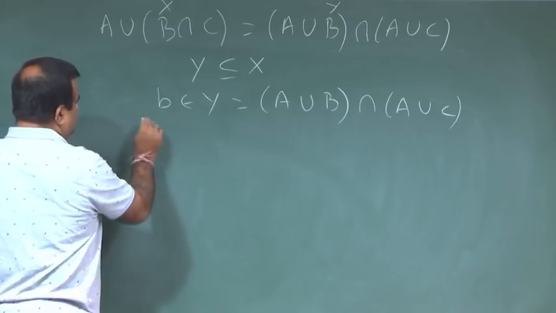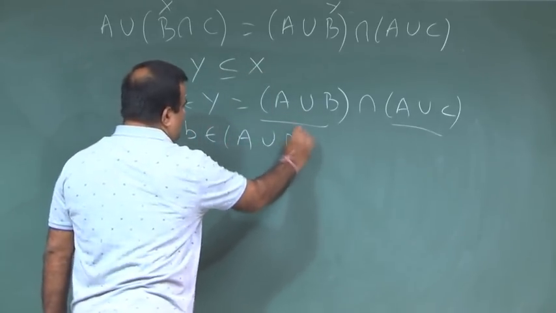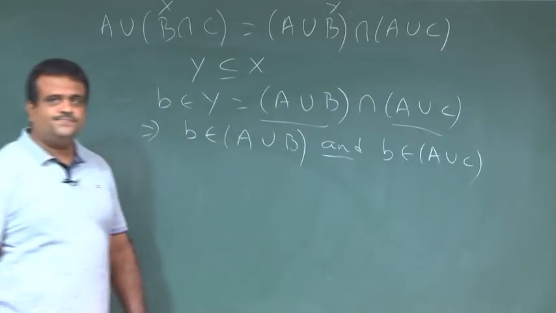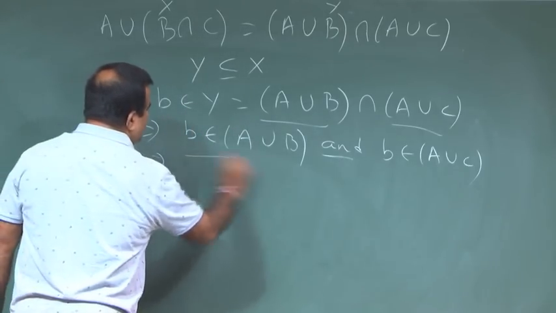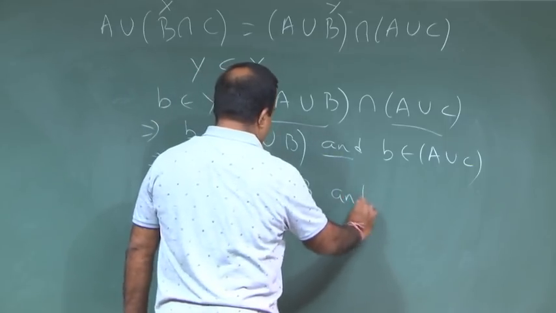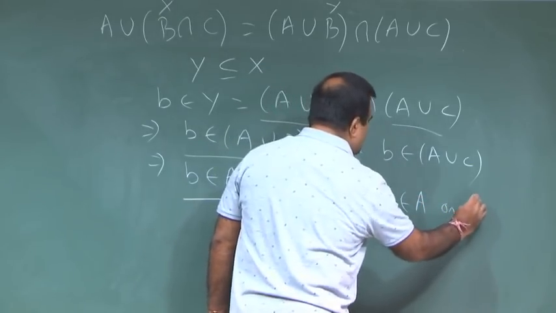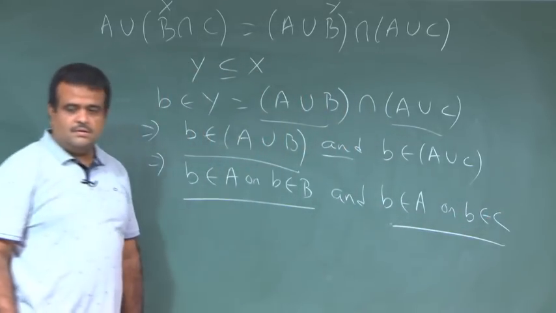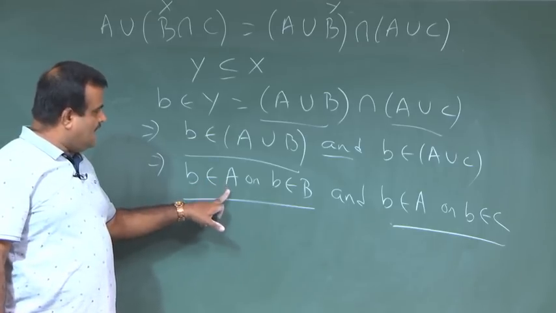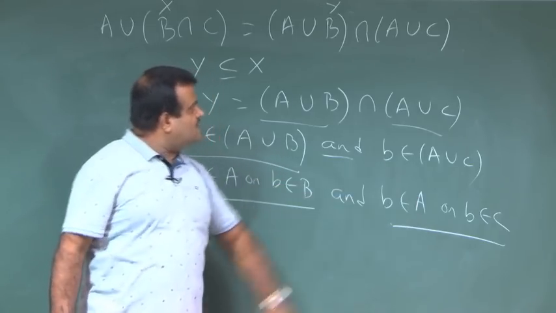So, this implies b belongs to both of these: b belongs to A union B and b belongs to A union C. Now, the first one implies b belongs to either A or b belongs to capital B, and together with that, b belongs to A or b belongs to C. So, now there are a few cases, so there are 4 options.